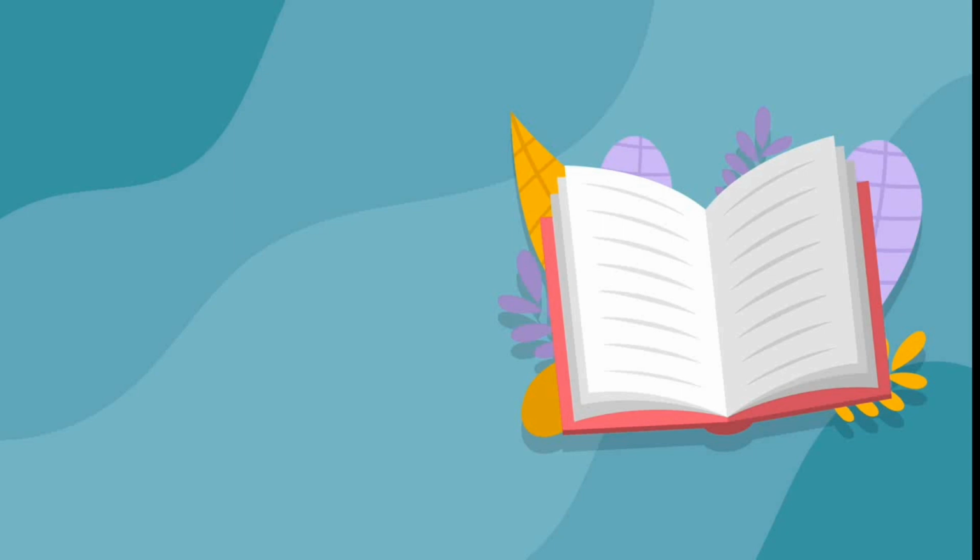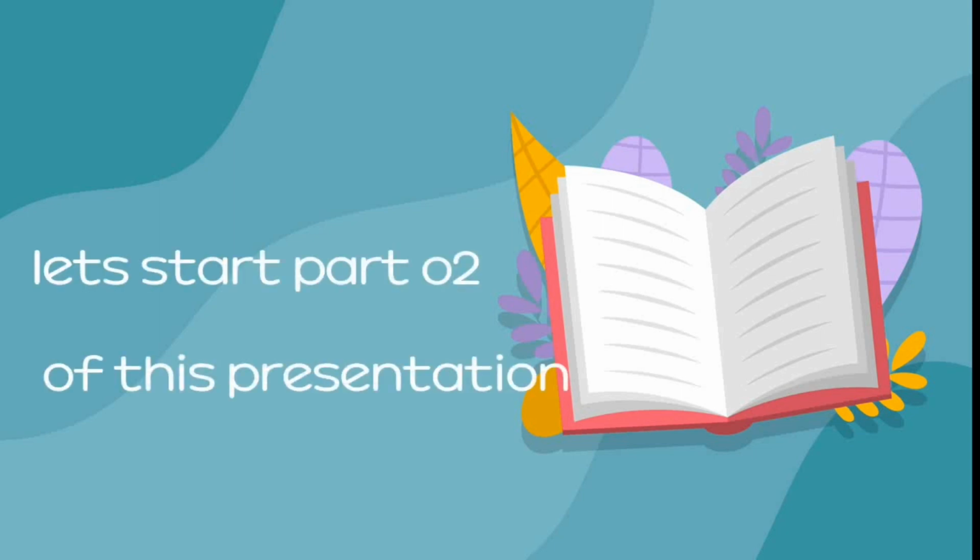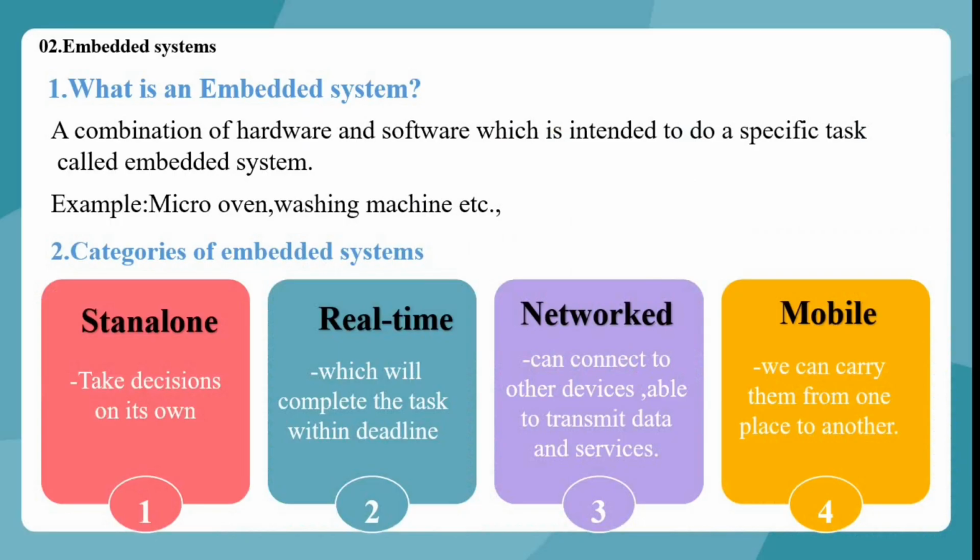That's all for the overview of the first part, and let's start part 2 of this presentation, that is embedded systems. What is an embedded system? A combination of hardware and software which is intended to do a specific task is called an embedded system. Examples: microwave oven, washing machine.